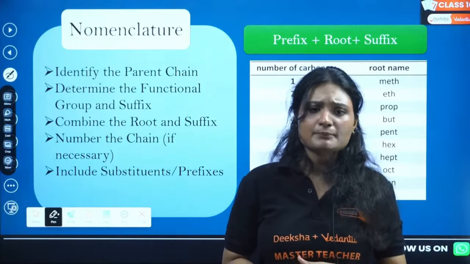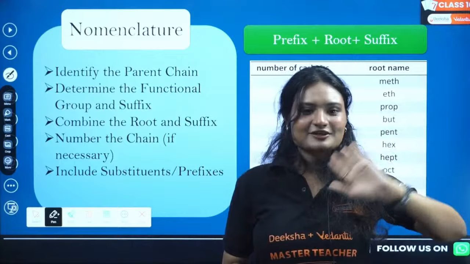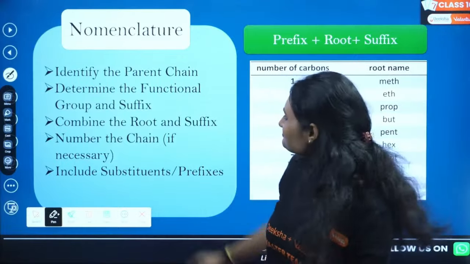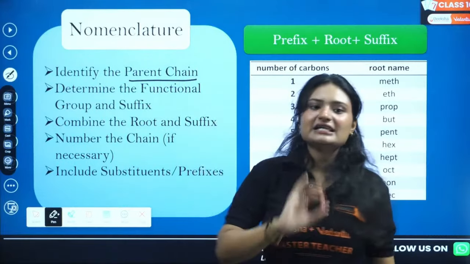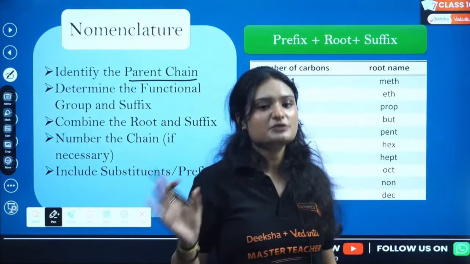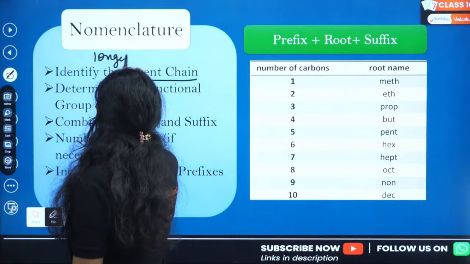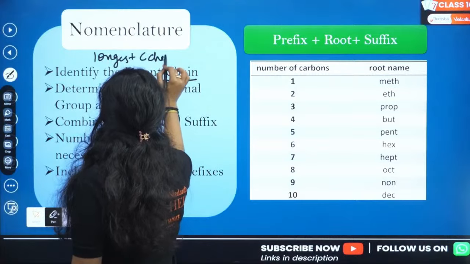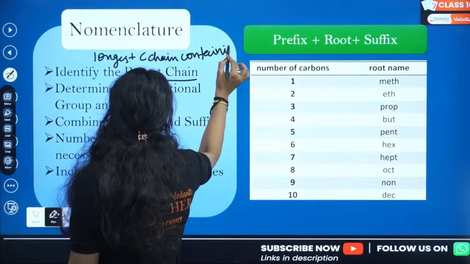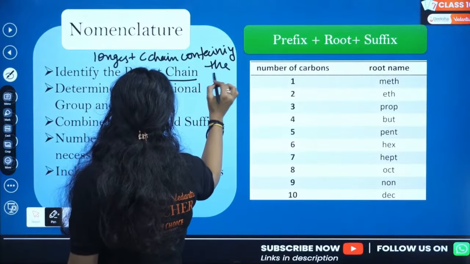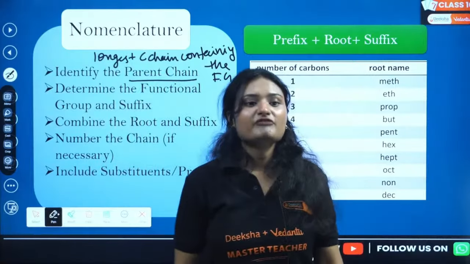So how do you name any compound that is given to you? You add a prefix, then a root and a suffix. Confused? Do not get confused. We'll start with the parent chain. Now what is the parent chain? It is the longest carbon chain containing the functional group.